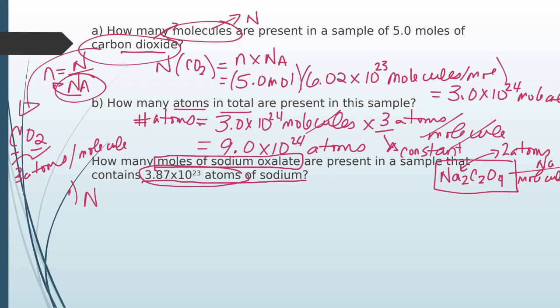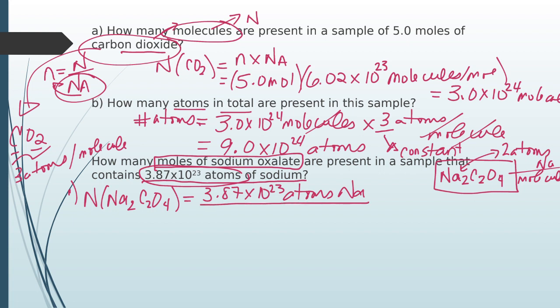So number 1, I want to figure out the molecules of sodium oxalate, because this question is asking me to figure out the moles of sodium oxalate, not just sodium. I know that I have 3.87 times 10 to the 23 atoms of sodium. And to cancel out those atoms of sodium, I have to divide out by my constant, that in the formula, I have 2 atoms of sodium per molecule. And when I set it up this way, my atoms of sodium cancel out. This is basically the opposite of what I just did in B from above.